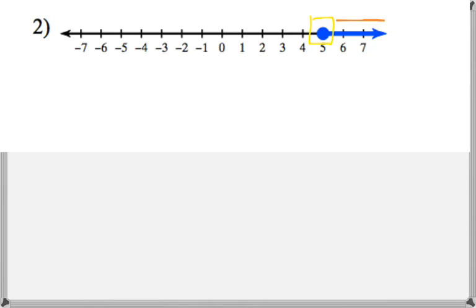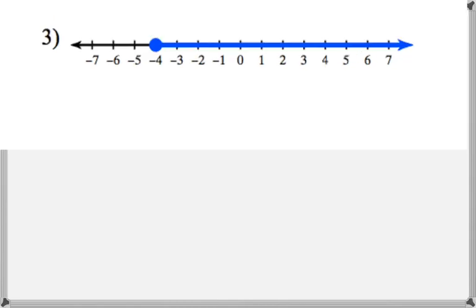I am again going to choose x for my variable. So I know x is greater than or equal to, because it is a closed circle, and what number? That 5. So we have x is greater than or equal to 5. Let's look at another example.